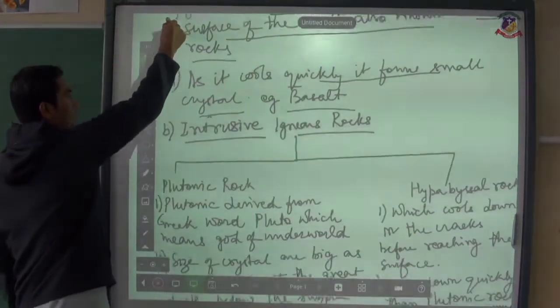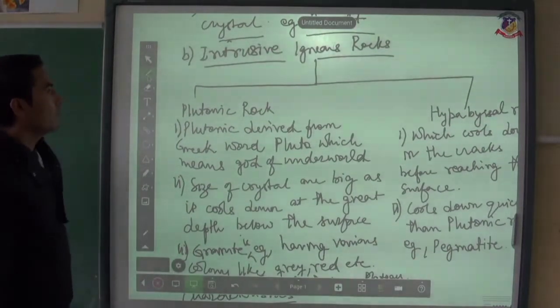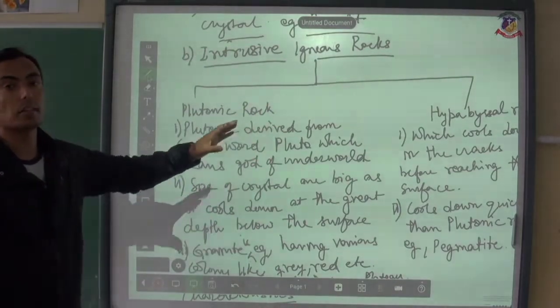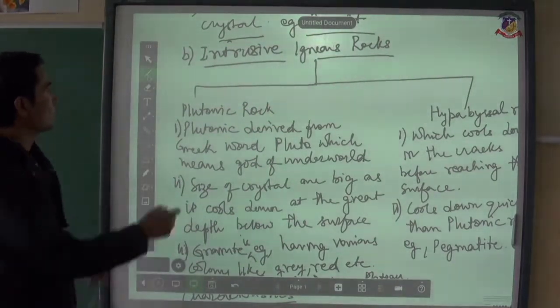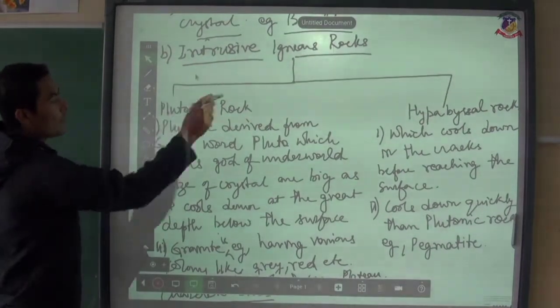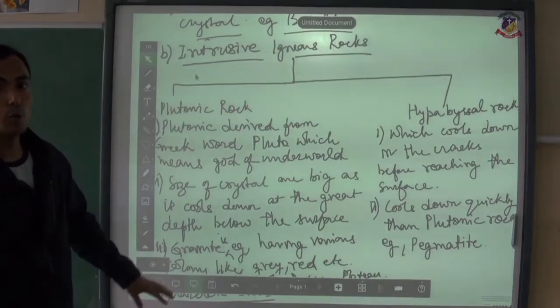Next, intrusive igneous rock. Now this intrusive igneous rock has been further subdivided into two types. The first one is the plutonic rock, and the second one is the hyperbasal rock. Now let us discuss the plutonic rock.